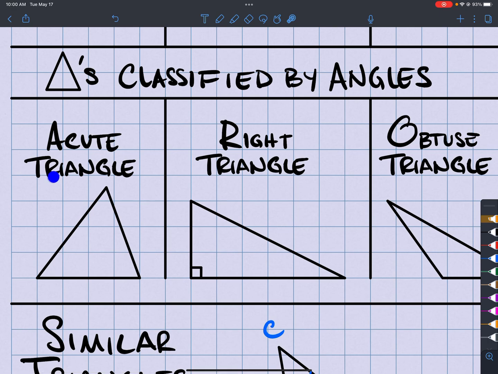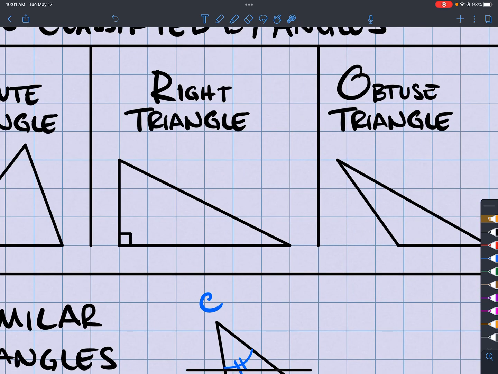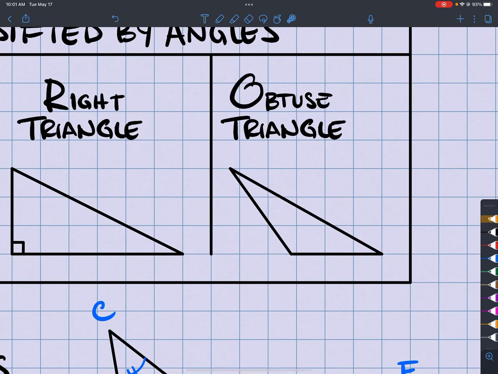So if you look here, an acute triangle means that all three angles are going to be less than 90, just like the word acute. So all three angles are less than 90 degrees. A right triangle means that you're going to see this little square on one of the corners, which means there is one angle that is actually 90 degrees. And obtuse means greater than 90 degrees, so there is one angle that is larger than 90 degrees. That's how you know it's obtuse.